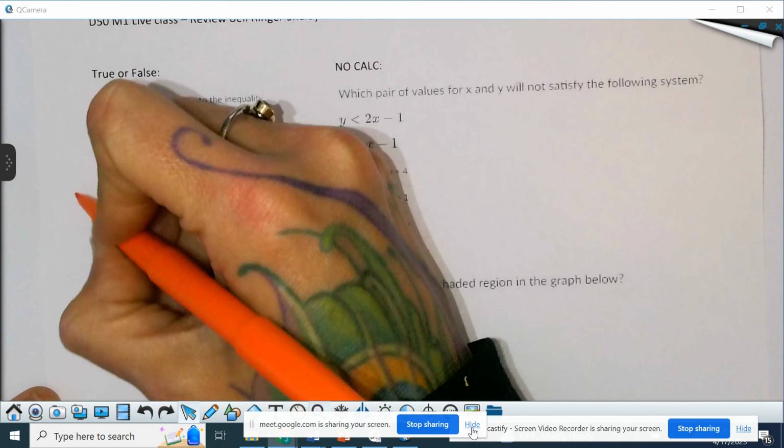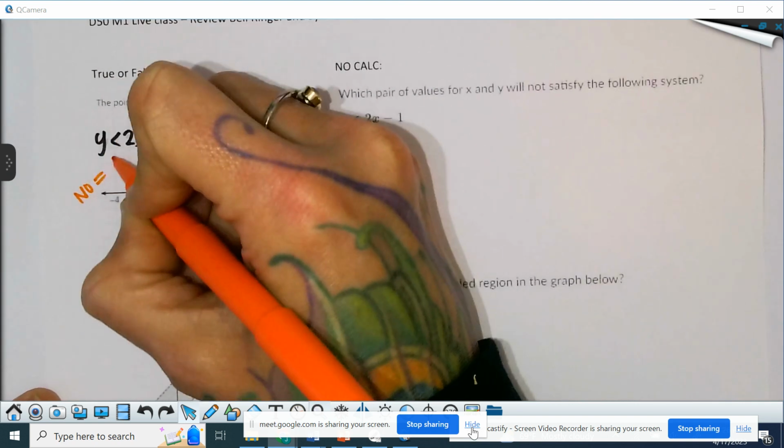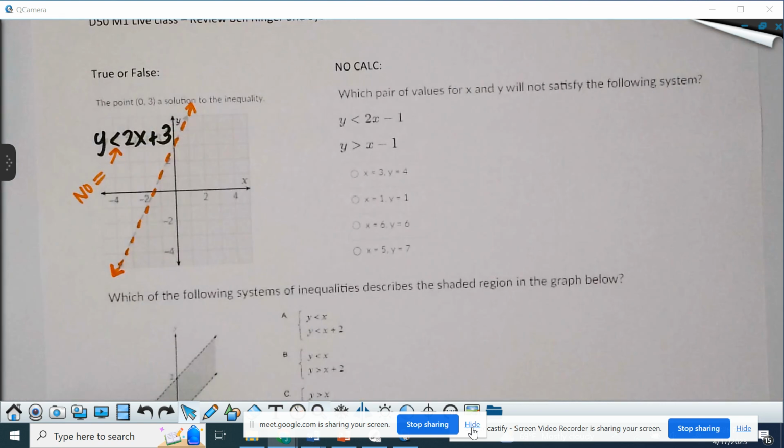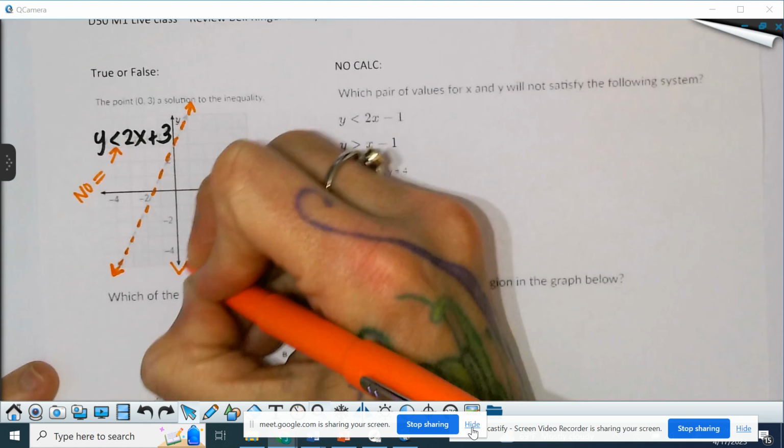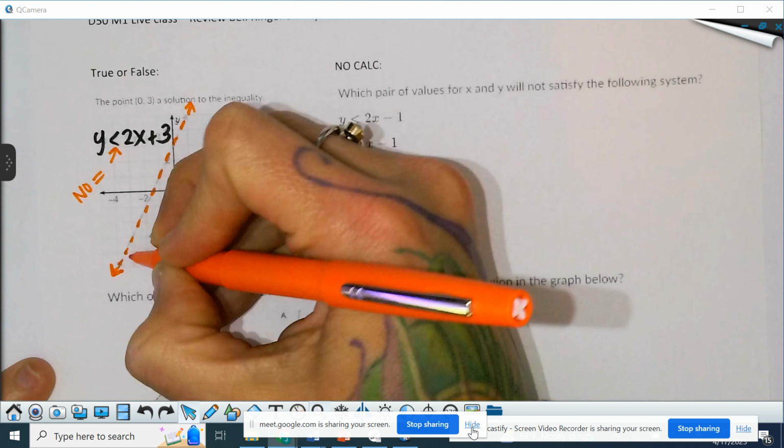There's no equal to in that, right? There's no equal to in your inequality. So that's why it's a dashed line. That's y is less than. So it was shaded in the less than, like thinking about our y-axis. All of our smaller numbers are going to be down here.